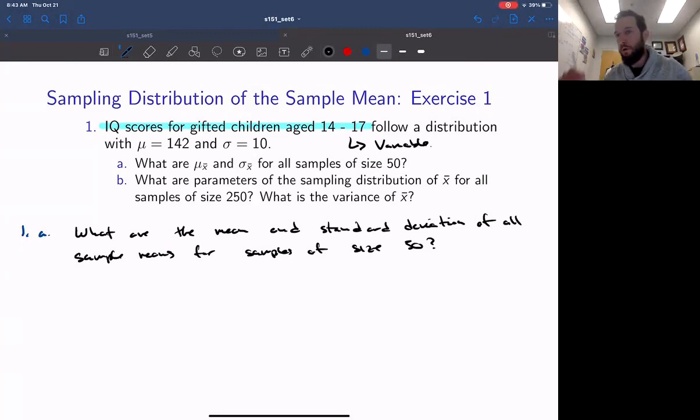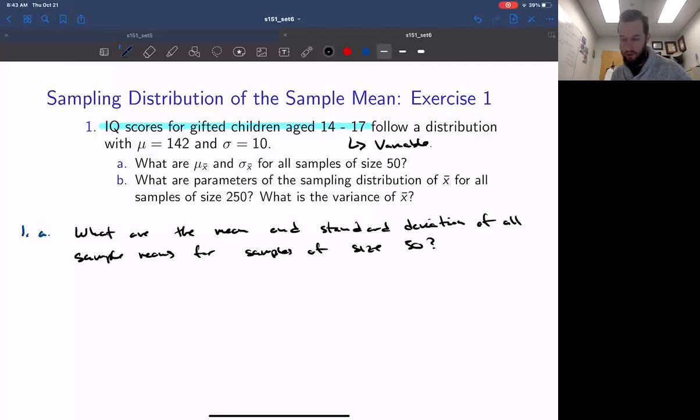Now, the most important thing that we can take from this question is that we do not know what the actual distribution of IQ scores is. We don't know the shape. We just know the mean and the standard deviation. But that doesn't matter because those formula that we defined on the previous slide can be used regardless of whether or not we know the shape of the distribution.